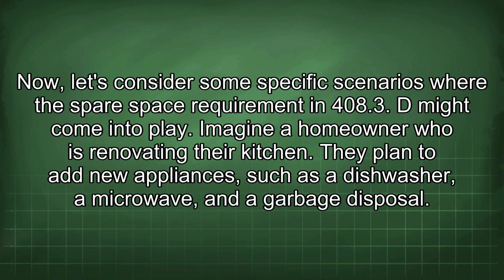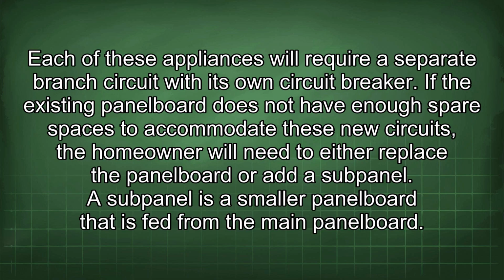Now, let's consider some specific scenarios where the spare space requirement in 408.3(D) might come into play. Imagine a homeowner who is renovating their kitchen. They plan to add new appliances such as a dishwasher, a microwave, and a garbage disposal. Each of these appliances will require a separate branch circuit with its own circuit breaker. If the existing panel board does not have enough spare spaces to accommodate these new circuits, the homeowner will need to either replace the panel board or add a subpanel.